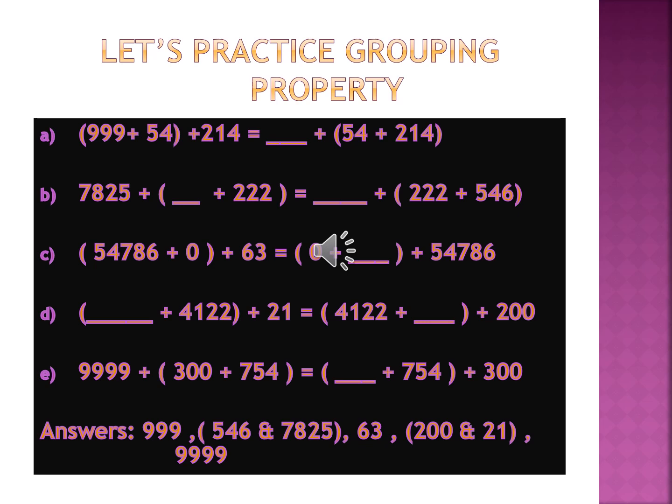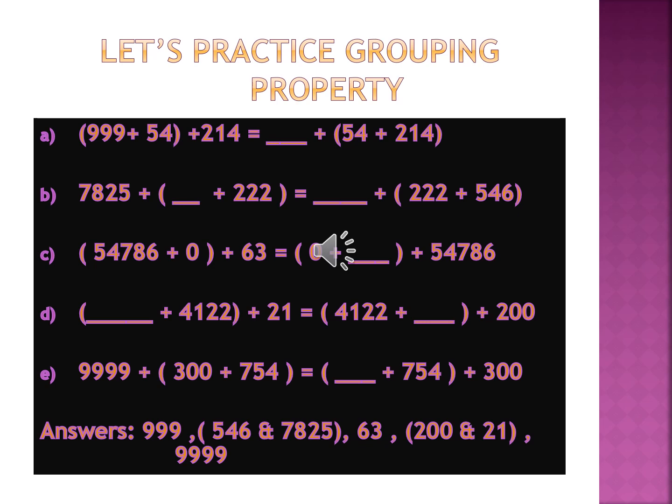7825 is there, 222 is there, but 546 is missing. So the blank will have the number 546. Now see the right hand side. 222 is there, 546 is there, but 7825 is missing. So in the blank, the answer will be 7825.